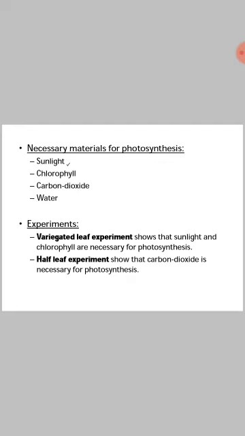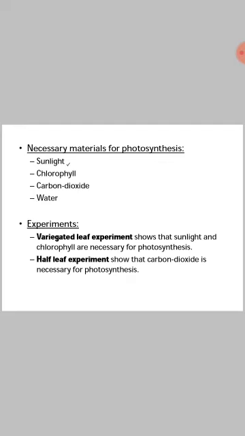There are four things: sunlight, chlorophyll, carbon dioxide and water. These four things are essentially required for photosynthesis. Without any one of these materials, photosynthesis cannot happen, and until and unless the plant can collect every one of these materials, it cannot start photosynthesis.